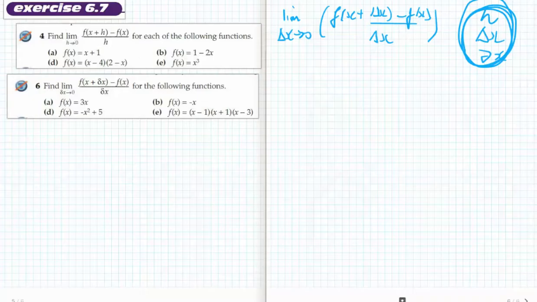In question 4, the symbol they use is h, and in question 6, the symbol they use is lambda x, which is the change in x. It doesn't matter what symbols they use, we do the same process each time. Okay, let's have a look at part e.